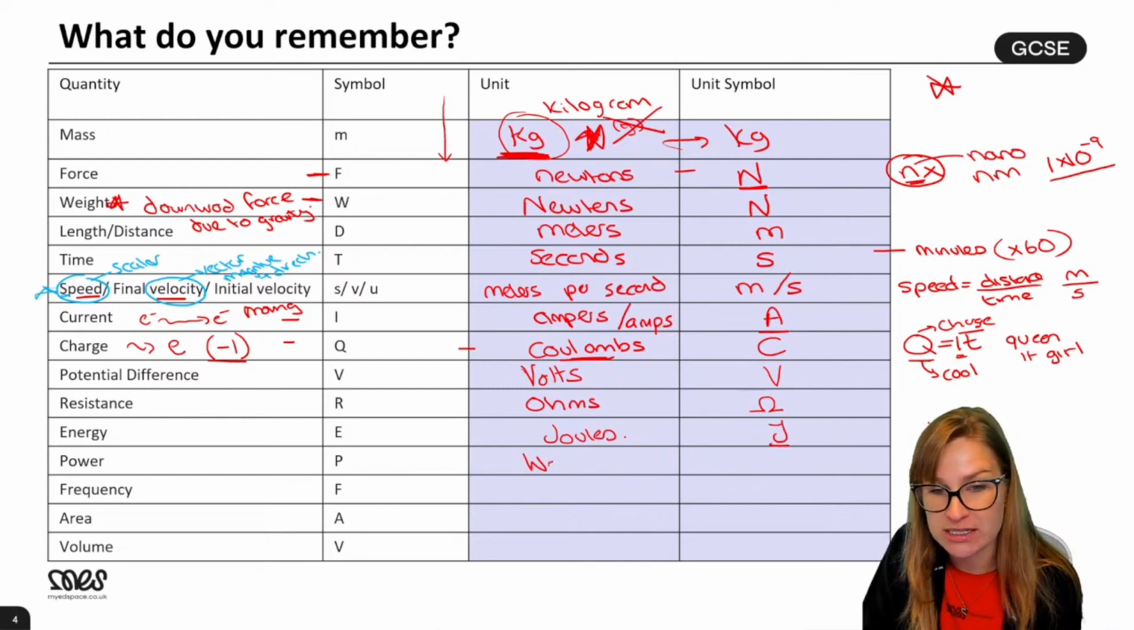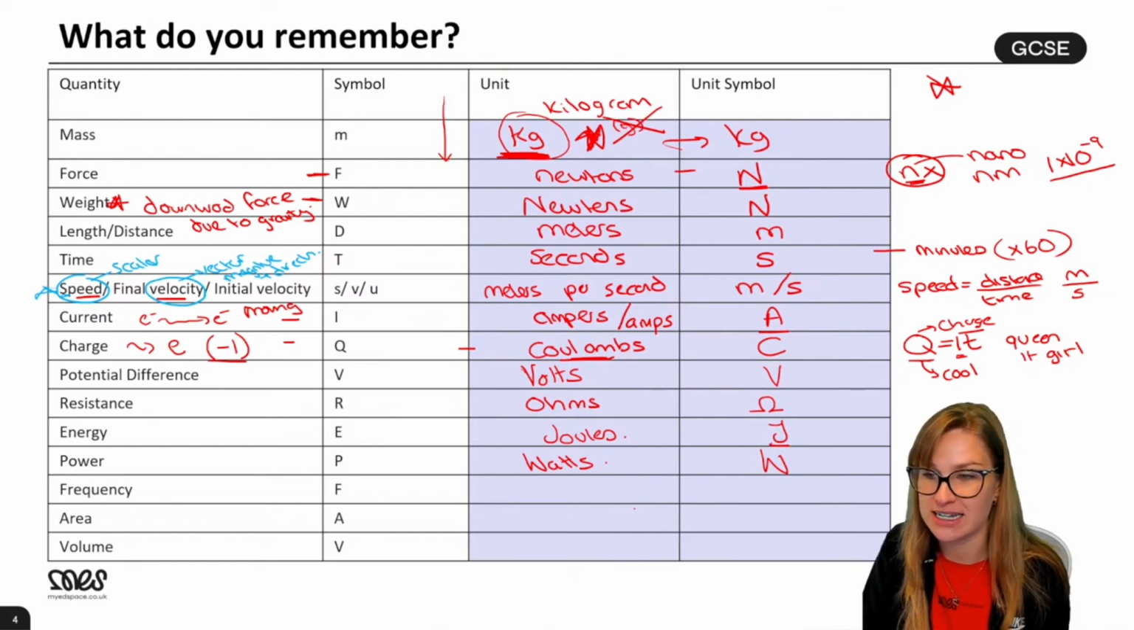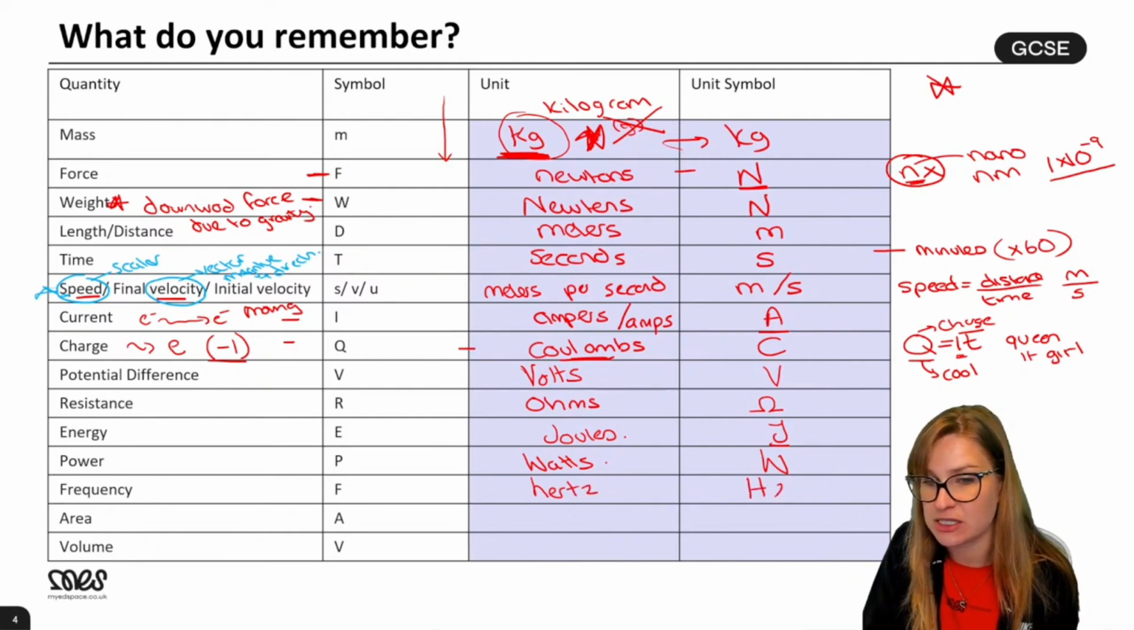Power is measured in watts. And we use a capital W for that one. Nice. Watts, good job. And then what's frequency measured in? Good job. Frequency is measured in hertz. And we use that with a capital H. Somebody writing a small h, it has to be a capital H and has to be a small z for hertz. Just a quick revision.